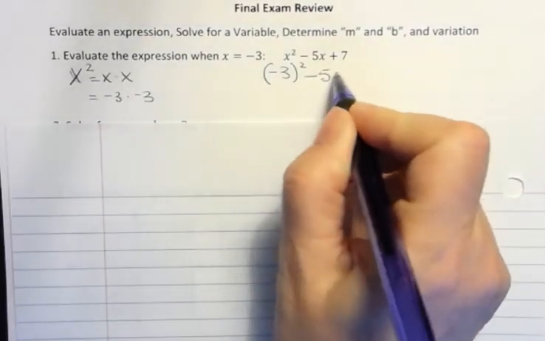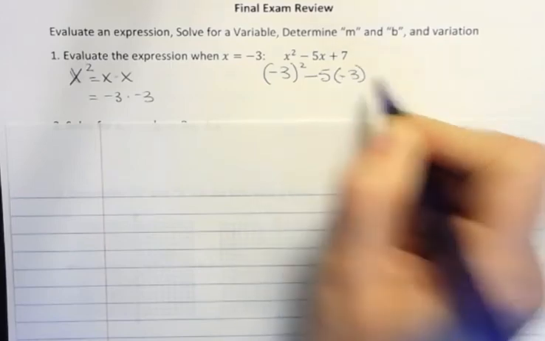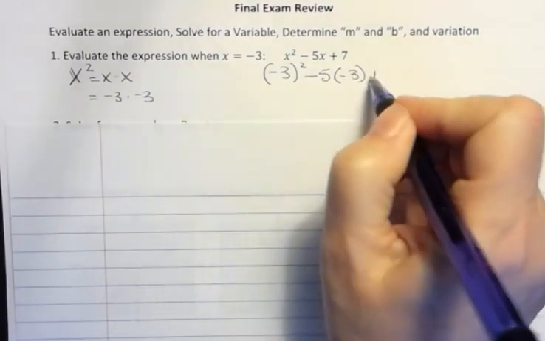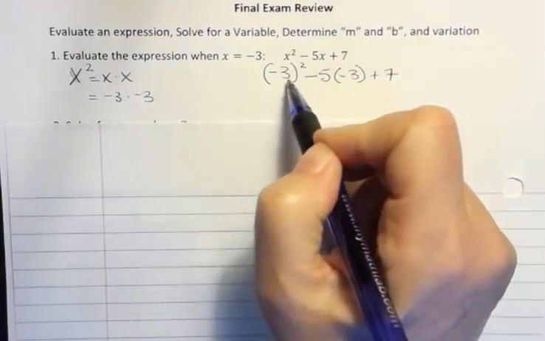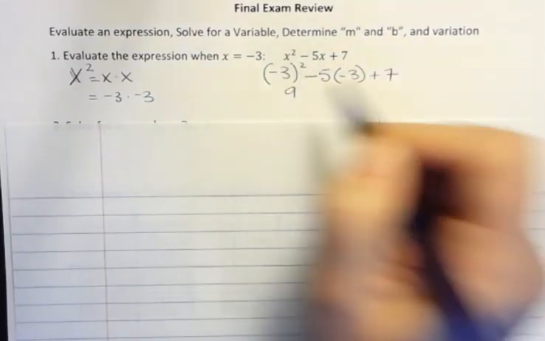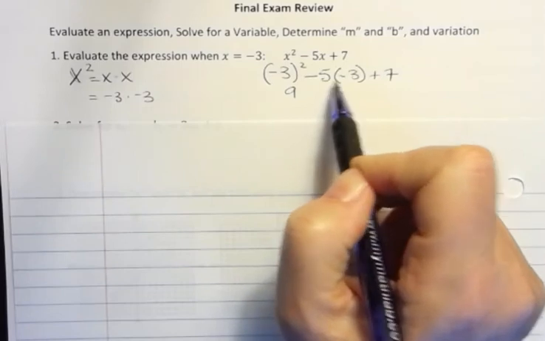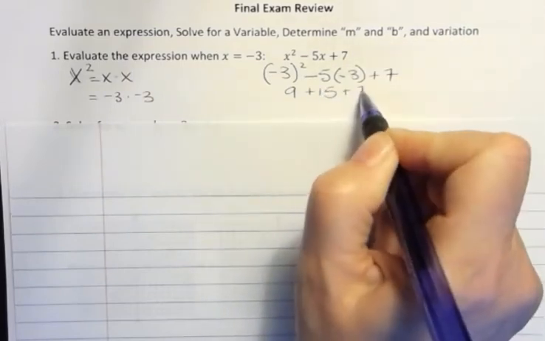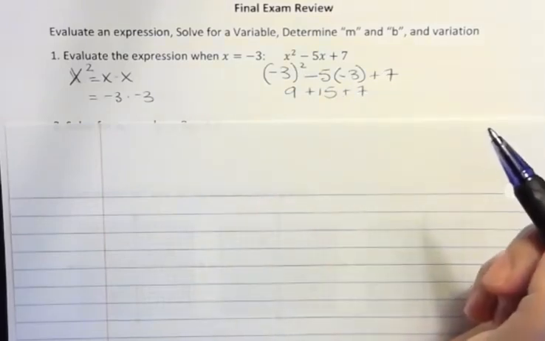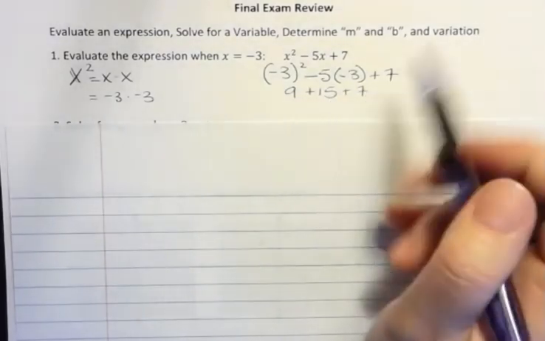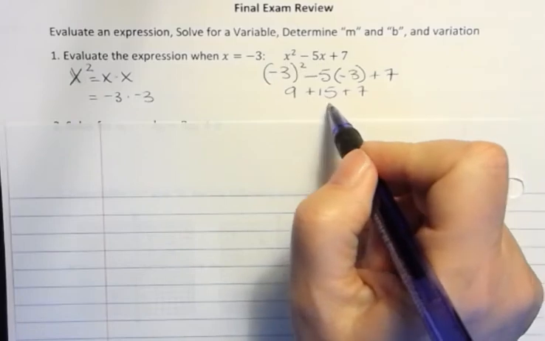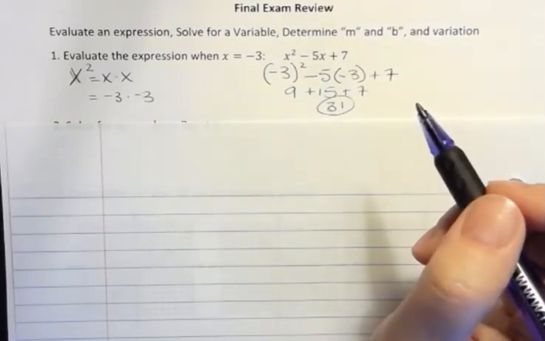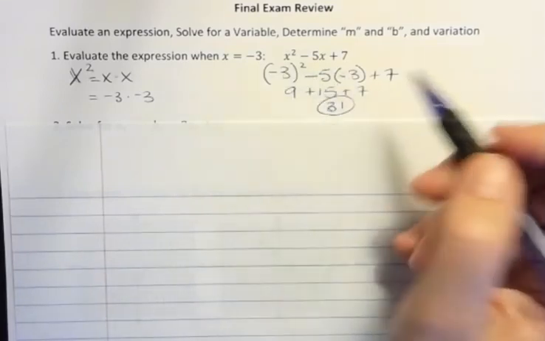And then here I want to put parentheses because if I didn't, it could look like a subtraction problem. This is -5 times -3 and then plus 7. -3 times -3 is +9. -5 times -3 is +15. And so I have 9 plus 15 plus 7, which is 24, 31. You guys can check my addition on that one. So 31. When would you not put parentheses around it?